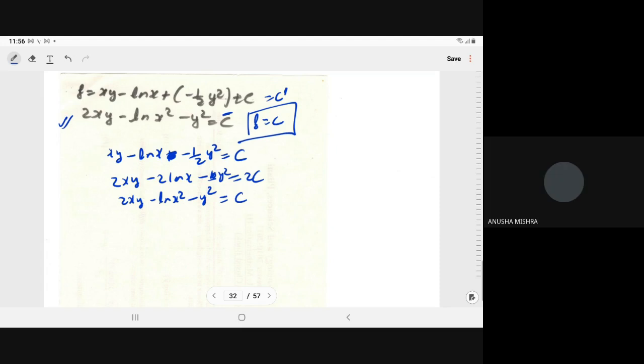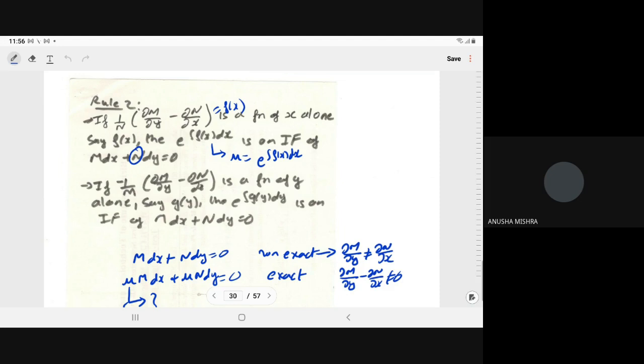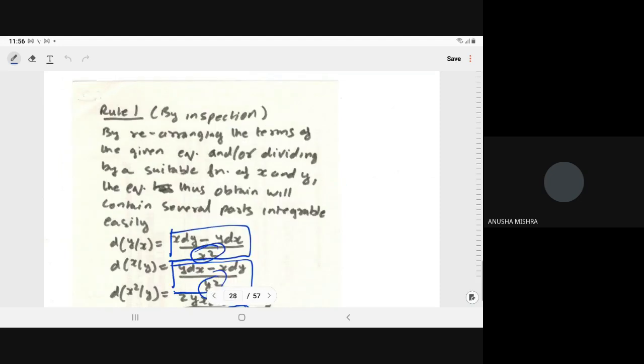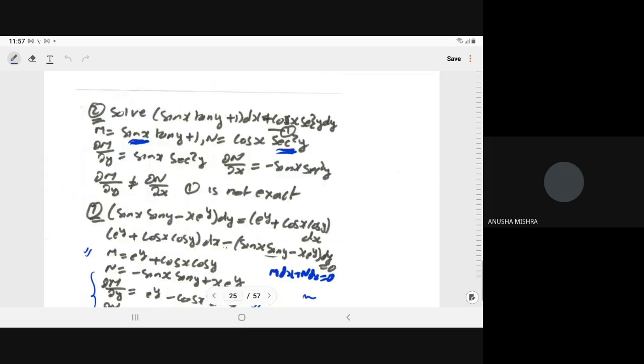Excuse me, sir. Before you started teaching integrating factors, there was one question: sine x, sine y minus x e to the power y dy. Can you show that question once? Yes, sir, before this. This one, second one. Yes.